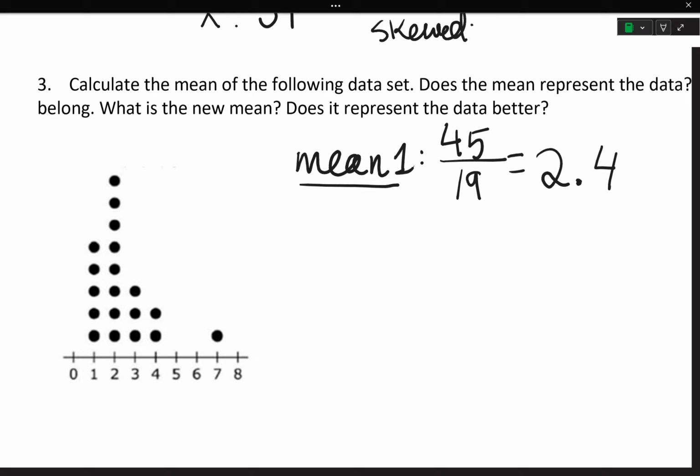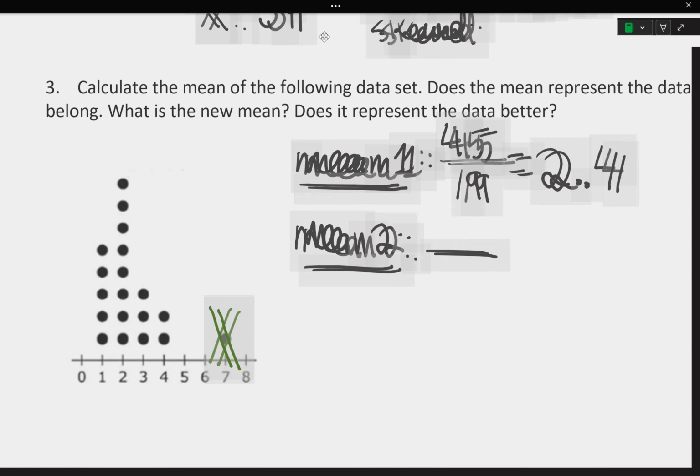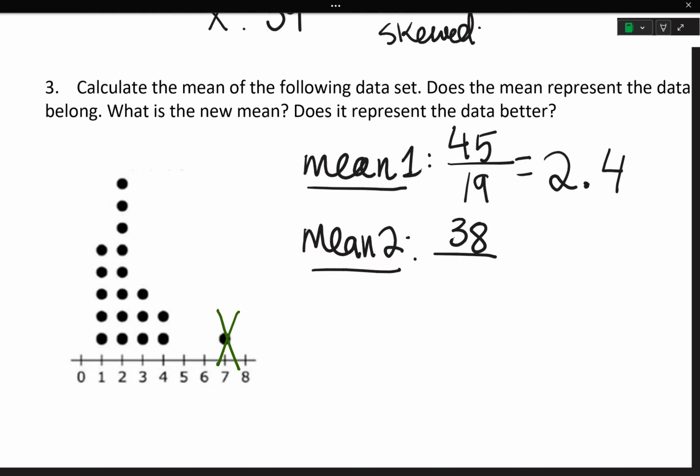Next, I'm going to delete the 7 from our data and see how that changes our mean. So if we take out the number that doesn't fit, how does that change things? All right, mean 2. If I don't have the 7, I end up with 38 when I add everything up and 18 dots. When I do 38 divided by 18, I get 2.1.